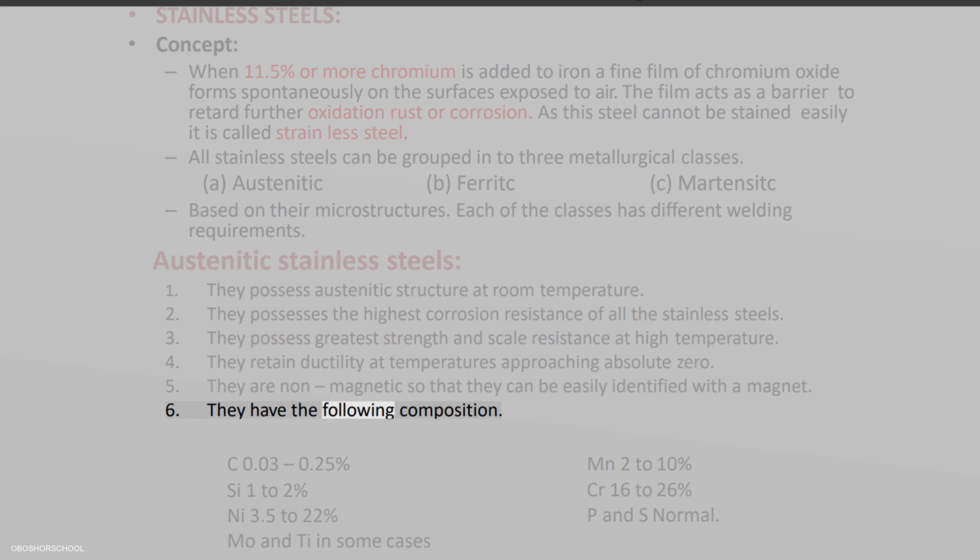6. They have the following composition. C 0.03 to 0.25%, Si 1 to 2%, Ni 3.5 to 22%, Mo and Ti in some cases. Mn 2 to 10%, Cr 16 to 26%, P and S normal.